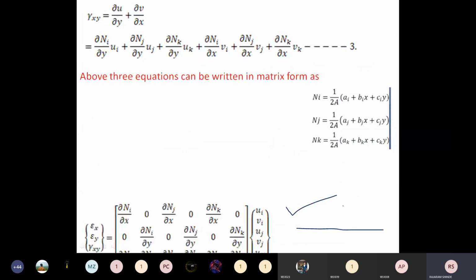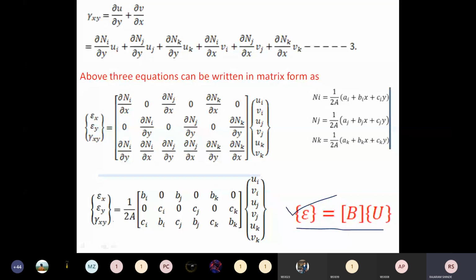Now for the two dimensional element, epsilon is this matrix: epsilon x, epsilon y, and gamma xy. B is 1 upon 2A times [bi 0, bj 0, bk 0; 0 ci, 0 cj, 0 ck; ci bi, cj bj, ck bk], and u is ui vi, uj vj, uk vk. Already you have seen it. Okay. Now when we go for the three dimensional element, I will not go into it, but I will tell you the idea of this one. In the case of the three dimensional element, this matrix has 6 components. One is epsilon x, epsilon y, epsilon z, gamma xy, gamma yz, and gamma zx.